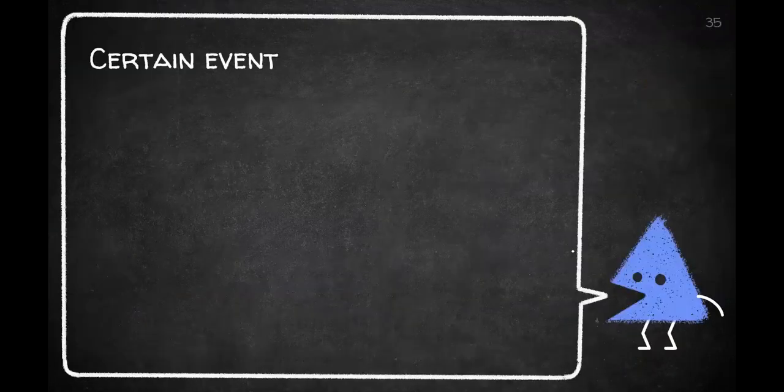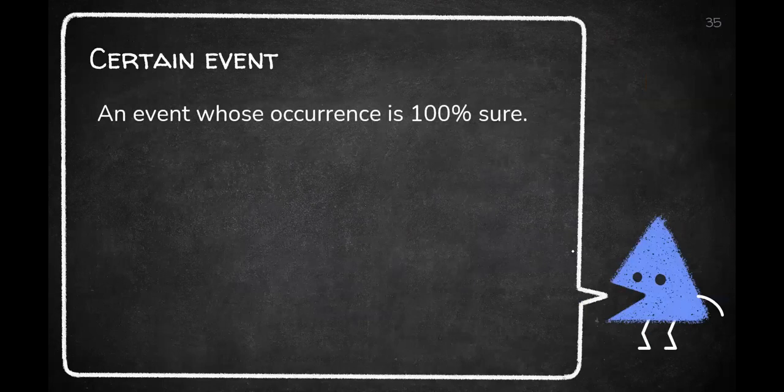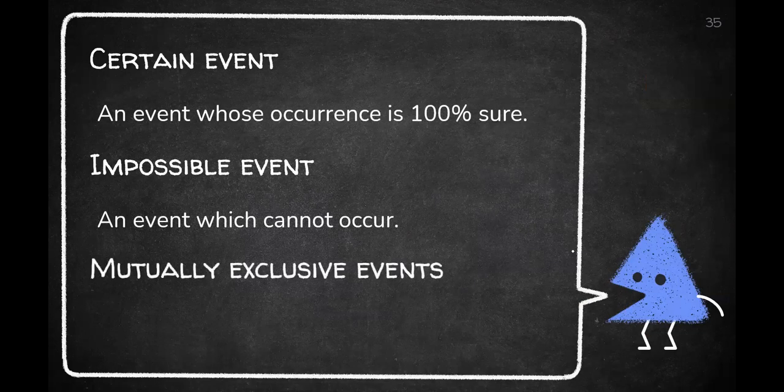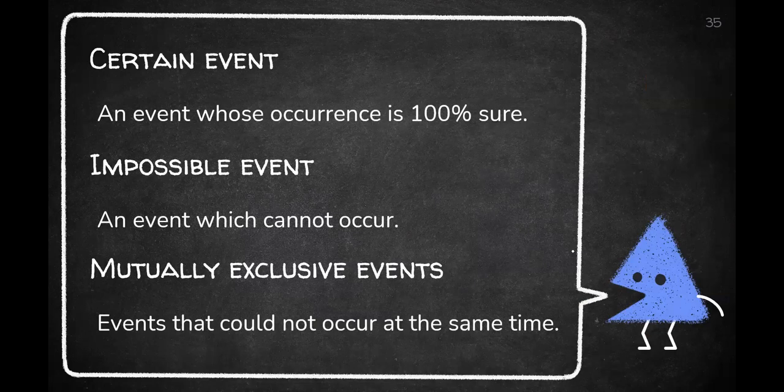So, what are these events? We have certain events. In your own words, what do you think is a certain event? Now, if your answer is a certain event is something that will surely happen, 100% sure will happen, then you are correct. Another thing is the impossible event. Okay? When you say impossible event, kagaya nung kanina, nung 1 and 2, 0% chance talaga na mangyayari. Another thing is the mutually exclusive event. Events that could not occur at the same time. Anong example nito?